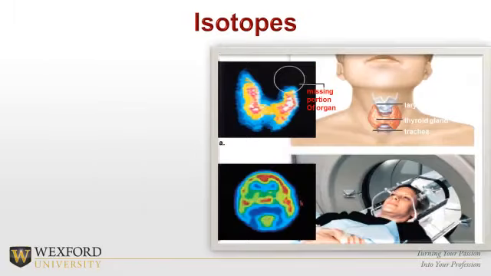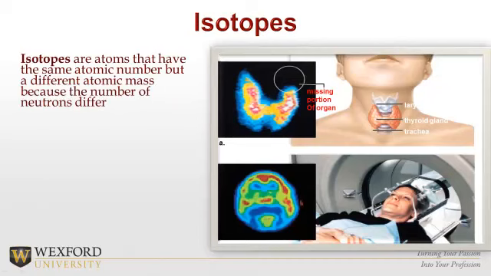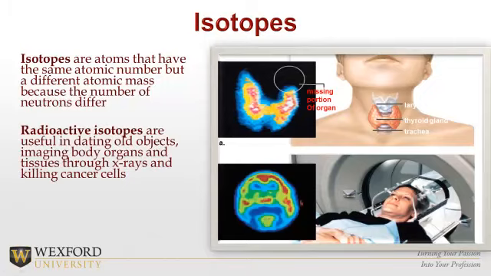Let's go back to those isotopes. I had already mentioned, once again, isotopes are those atoms that have the same number of protons, but a different number of neutrons, right? Well, we can use this to our advantage, and we do quite a bit in biology and in medicine. Radioactive isotopes are useful in dating old objects, but also in imaging bodily organs through x-rays and in killing cancer cells.